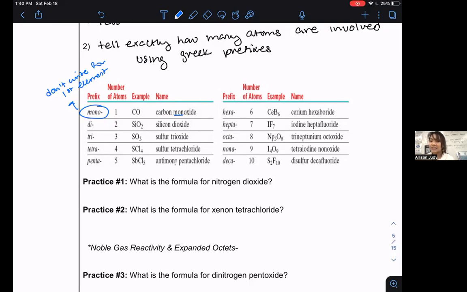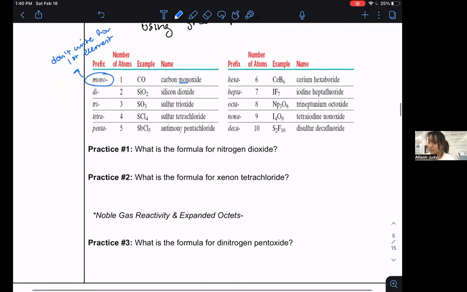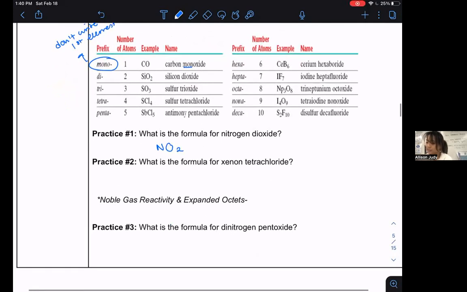Okay, it's a slightly unique rule to keep in mind, but otherwise we just use it as standard. We just put it in front. It's a prefix, so it goes in front of the element, and we just tell the reader how many of those elements we have. So for example, what's the formula for nitrogen dioxide? Well, nitrogen and two oxygens. What's the formula for xenon tetrachloride? Xenon and four chlorines in a bond, chlorides.